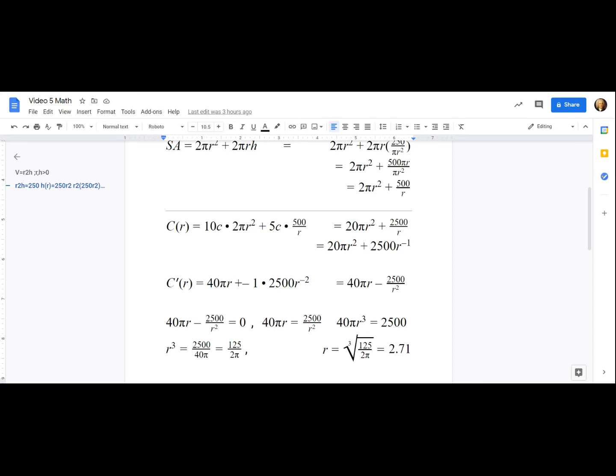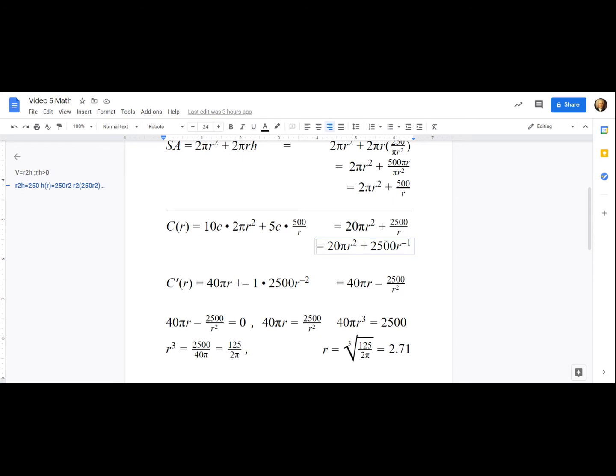And we are left with the cost in terms of radius is 200 pi r squared plus 2500 over r. And I redid this as 20 pi r squared plus 250 r to the negative first. And there's a set reason for that. So this is our cost function, and we want this to be a minimized cost. So we have to figure out what exactly the length of the radius should be in order to minimize the cost.